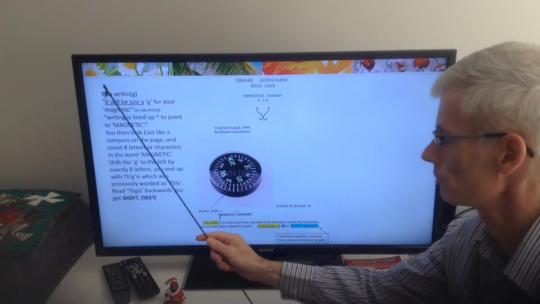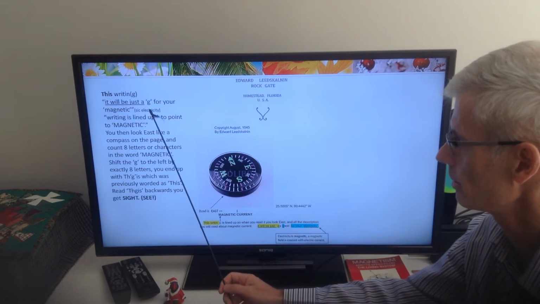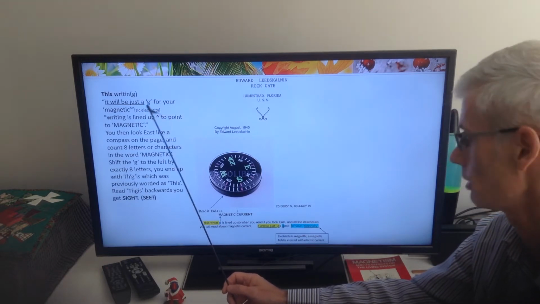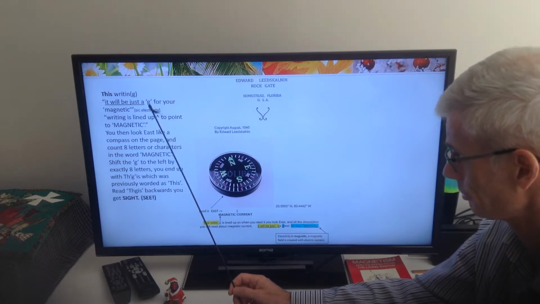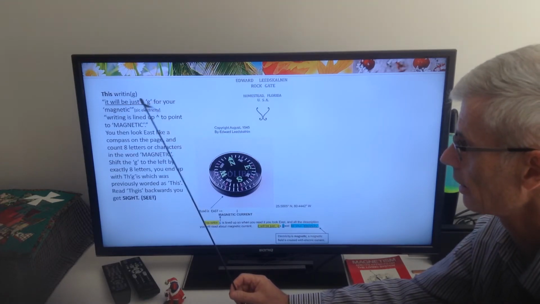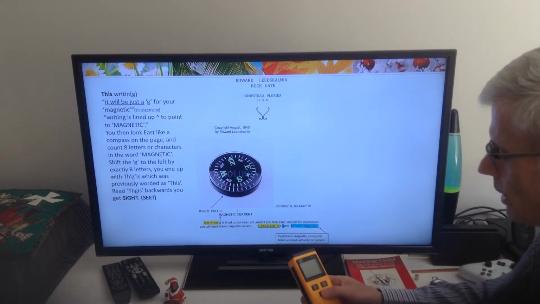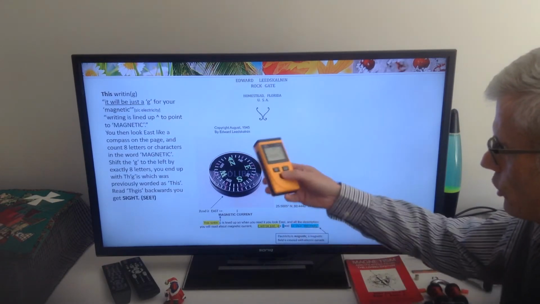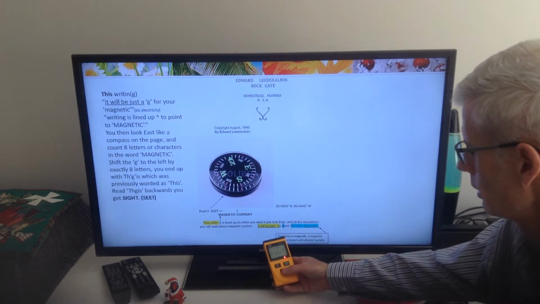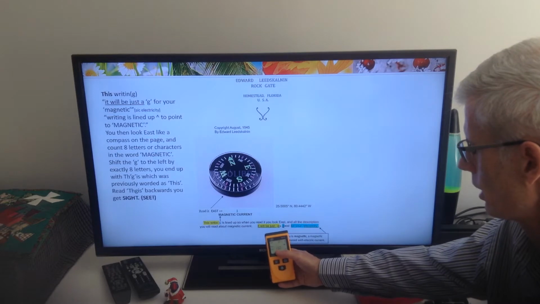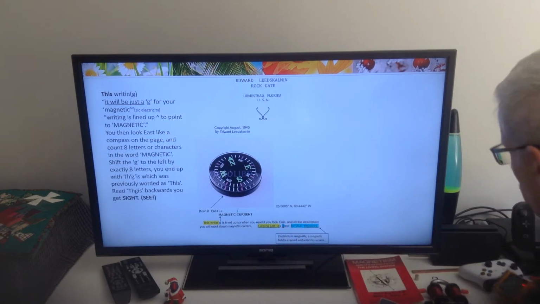Okay, so this writing will be just a G for your magnetic, that is electricity, because electricity is magnetic. A magnetic field is created with electric current. And you can find quite easily that any sort of radiation created by electricity, such as this TV set, you pick up the magnetic component. See, you can pick it up there. There's like one microtesla there. All right.